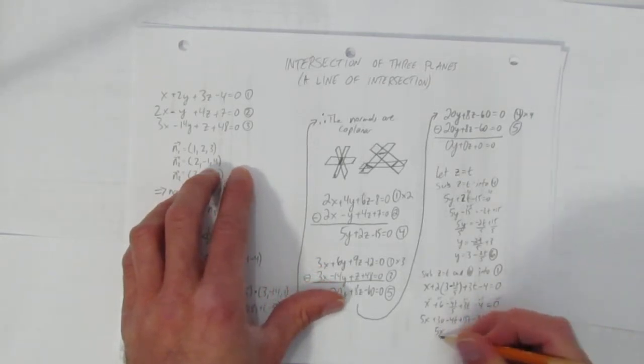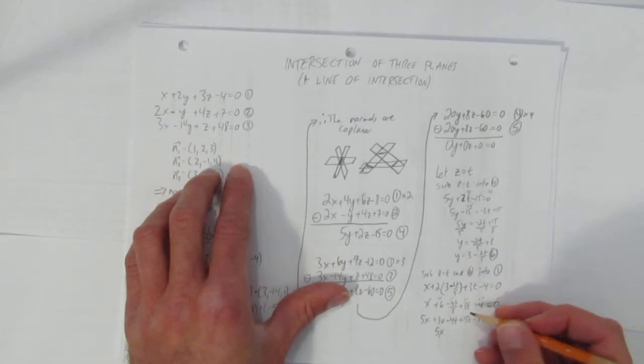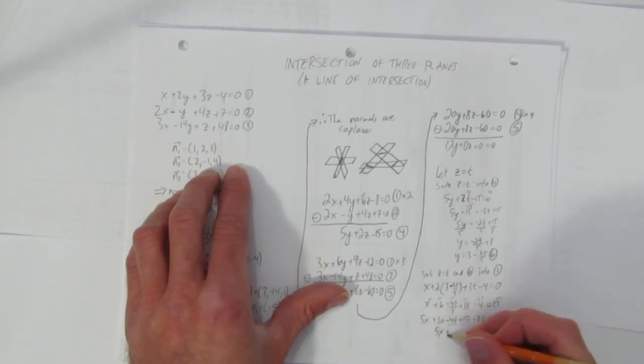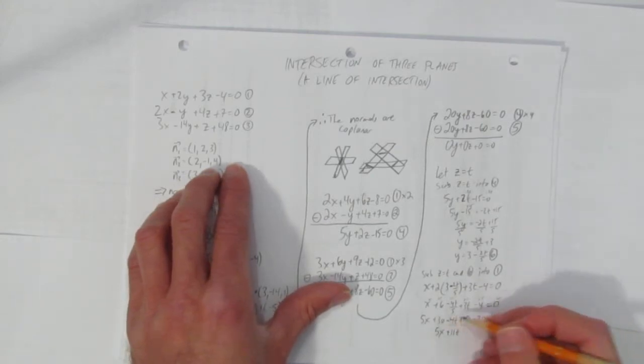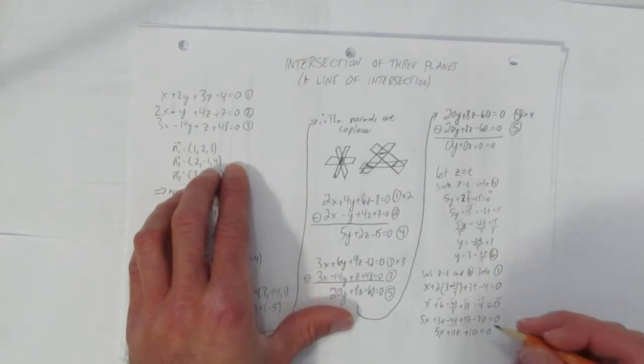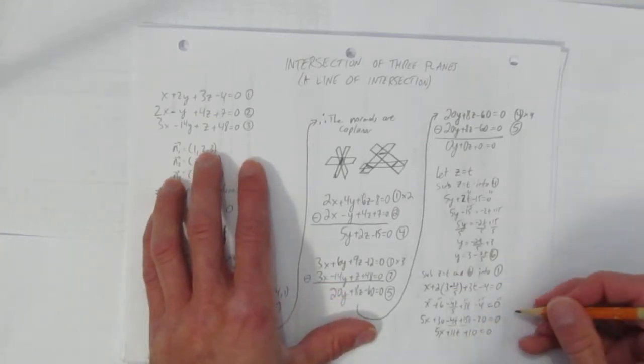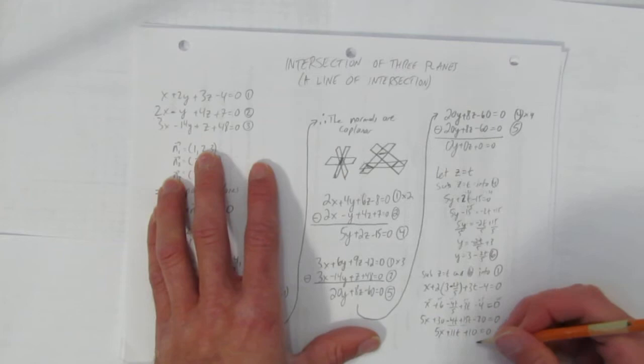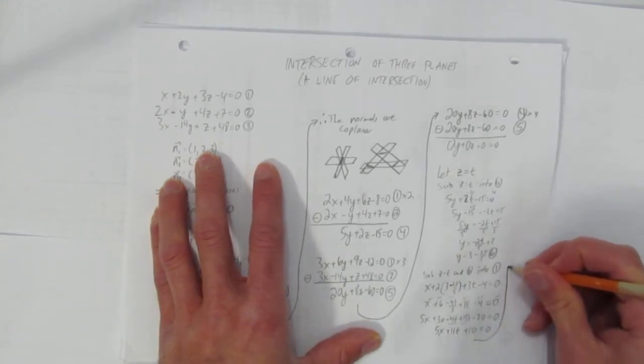Here I get 5x. And then what else do I got? I've got my t's. I'm going to do them first. Negative 4t plus 15t gives me 11t. And then plus 30 minus 20 is plus 10 equals 0. Okay, I've almost got my x. I'm going to have to sneak it in on the side here. I'll go there now.